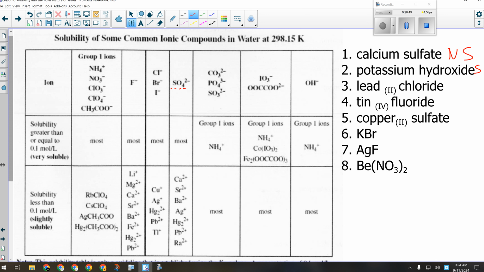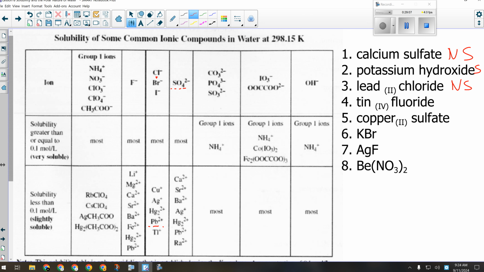Okay, lead 2 chloride. So look for chlorine. Chlorine is right here. Soluble with most things. Look down below. I see lead 2 plus down here. Soluble or not? Not soluble.